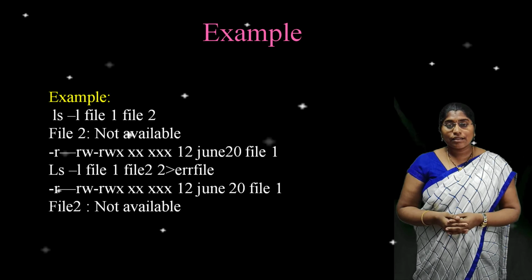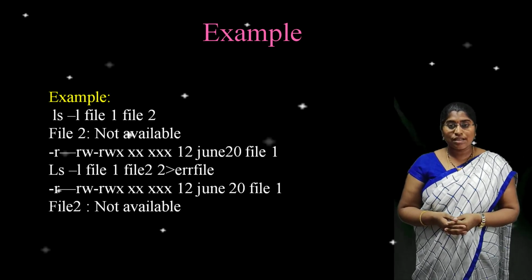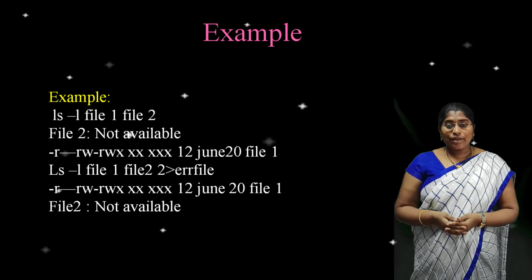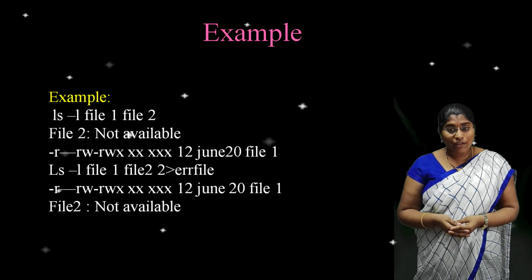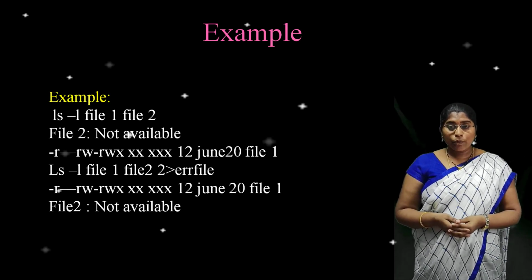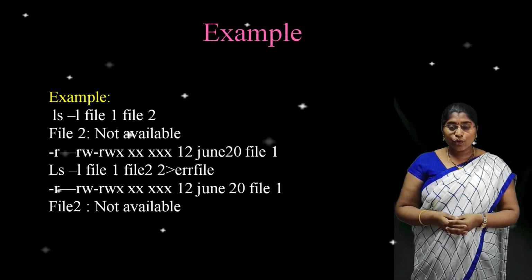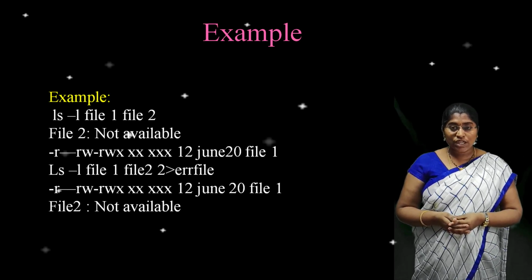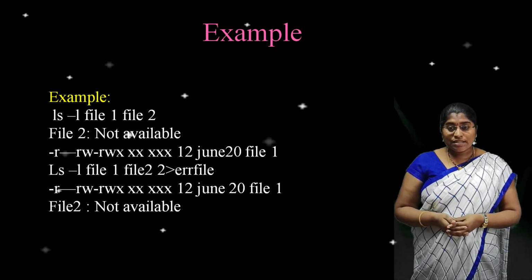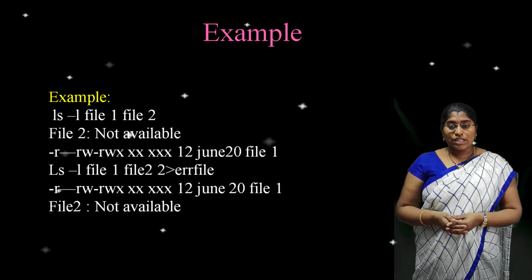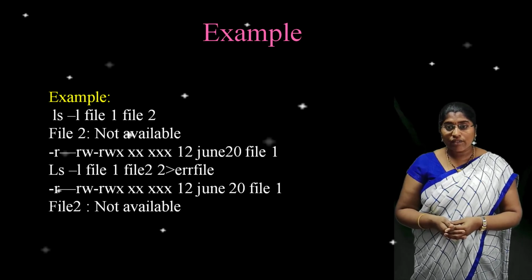Here we can take the ls command, ls -l file1 file2, where file1 and file2 are text files. After executing this ls -l command, you can get the long listing details of file1 and file2. Let's see the output. In this output, you get the long listing details of file1, but you cannot get the long listing details of file2, because file2 is not available. That is the error message. So this is the example for error redirection.